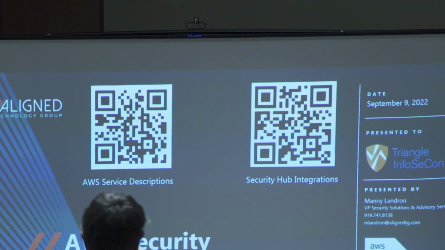The QR code on the left covers all the AWS service descriptions that we'll discuss today. Basically it provides you a definition for each of them so that you can reference that document. The one on the right is the Security Hub integrations. Security Hub ingests and also sends data to different AWS services and third-party solutions.